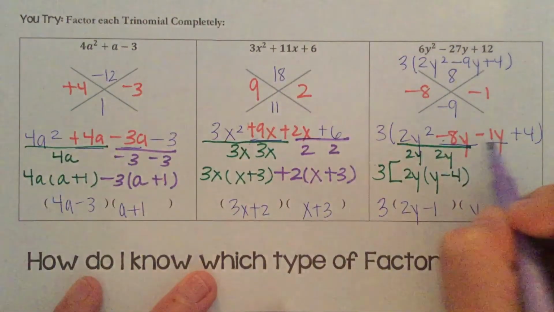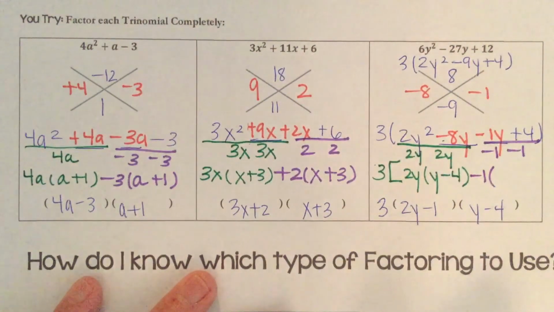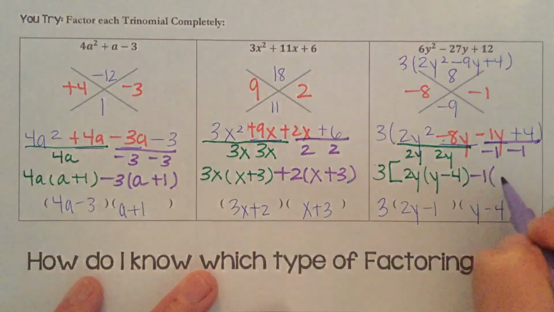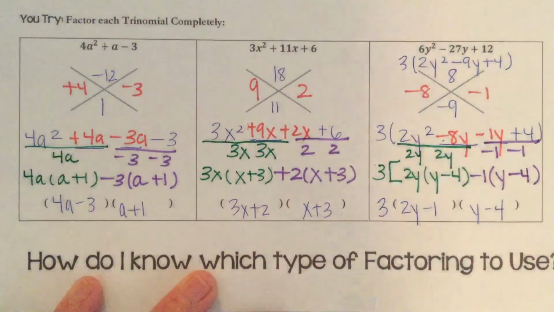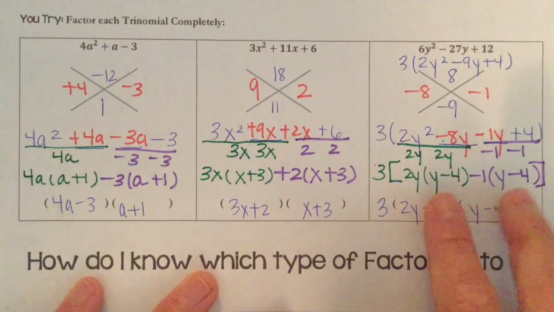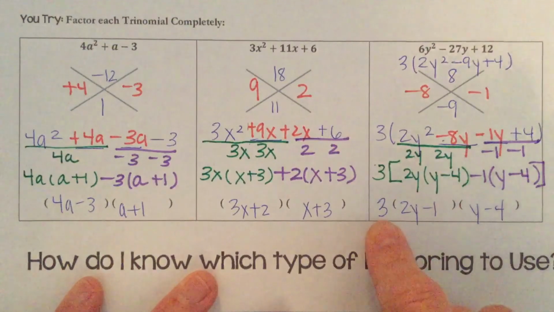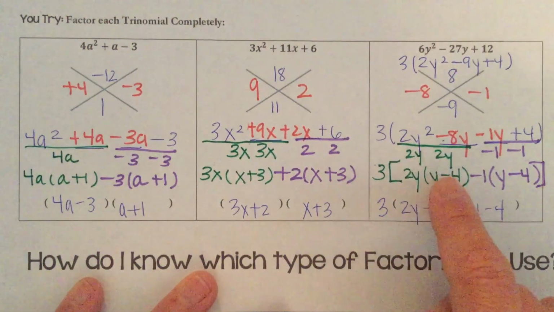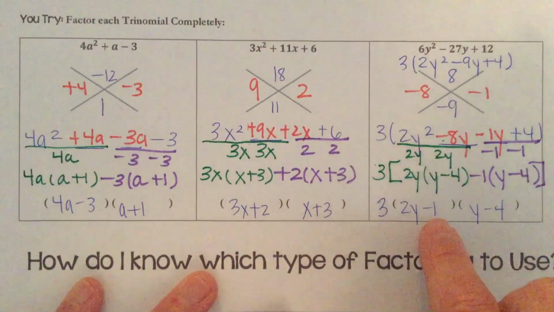Out of the second group, these share a negative 1 as the greatest common factor. Negative 1y divided by negative 1 is y, and 4 divided by negative 1 is negative 4. Again, I'm on the right track because both of these have a y minus 4 in the parentheses. Keeping the original greatest common factor of 3, these both have a y minus 4, and what's left over is 2y minus 1.